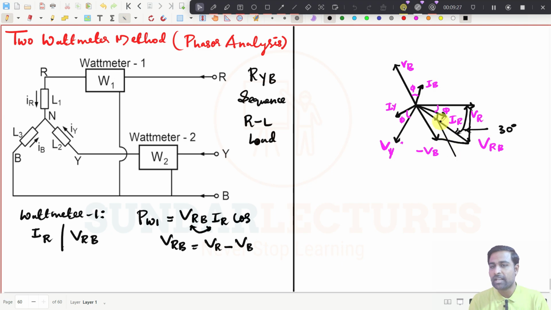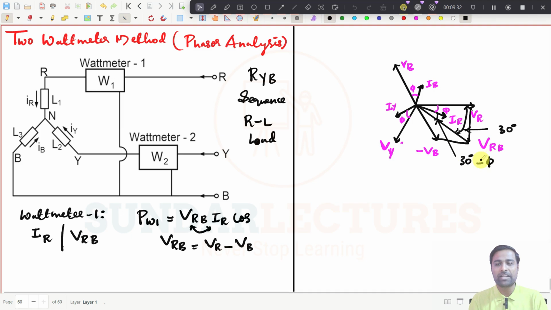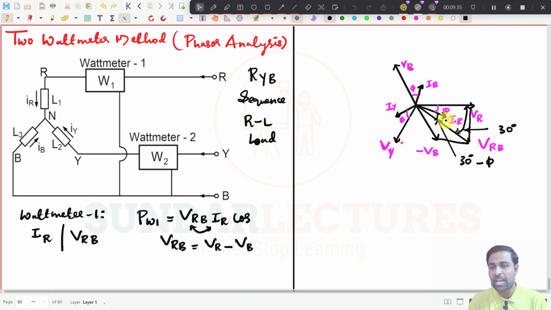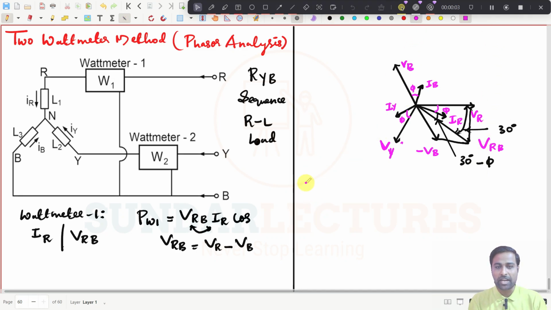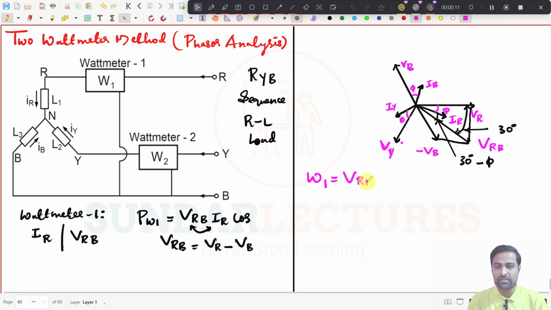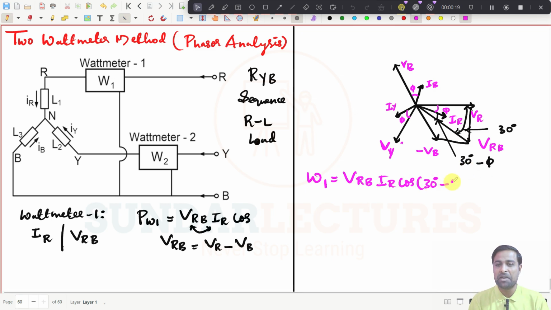And what is the angle between these two? If I write here, it is 30 degree minus phi. That is the angle between this VRB and IR. If the total is 30 degree, then minus this value, 30 degree minus phi will come here, right? And now what I can do here, that is wattmeter number 1. I will take it as PW1, which is equal to VRB, IR, cosine of, what is the angle here? That is 30 degree minus phi.